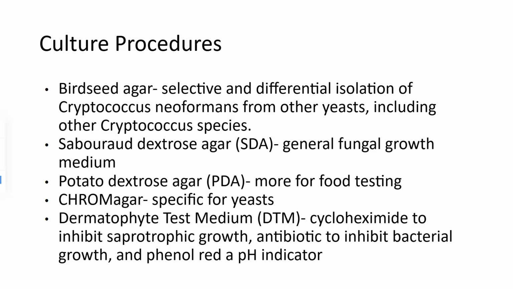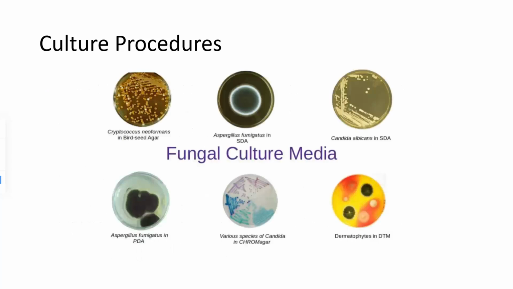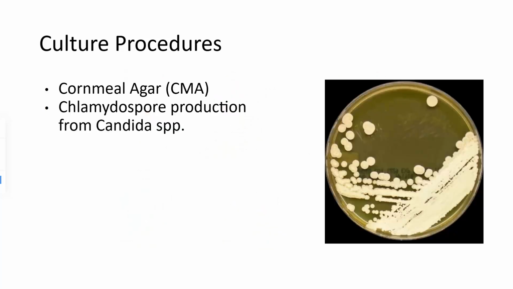Dermatophyte test medium, or DTM, contains cycloheximide to inhibit saprophytic growth. That means the growth of our common environmental molds. So we don't want the environmental stuff to grow, we only want the ones that grow in the skin to grow. Antibiotic to inhibit bacterial growth, and a phenol red indicator, which is a pH indicator. So these are various species growing on different types of agar. Cornmeal agar is another one. It allows us to look at the chlamydospore production from Candida albicans, or Candida species in general.